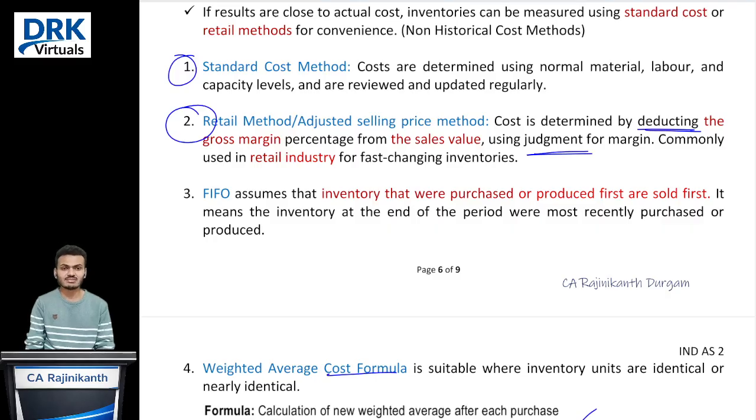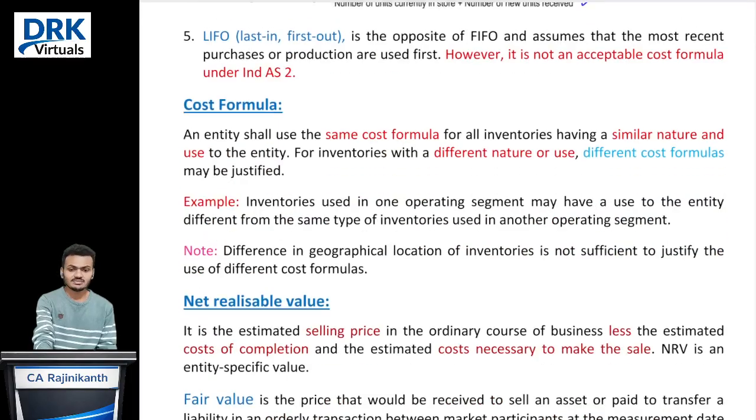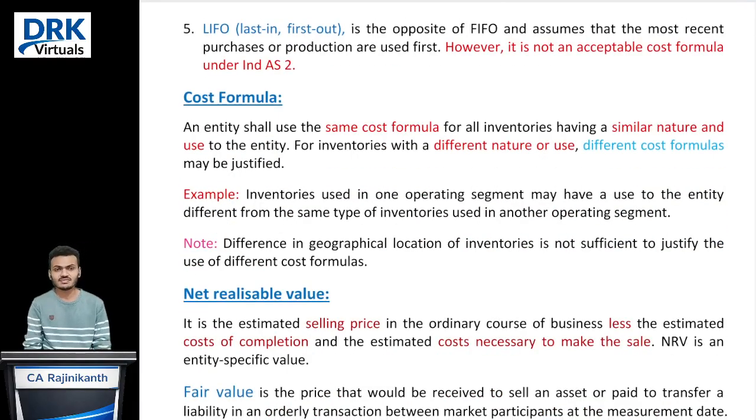Okay, and the resultant amount is the cost at which we can measure our inventory. Usually this method is applicable in retail inventory for fast moving inventories. The same cost formula shall be applied to all inventories having similar nature and similar usage. If the inventories have a different nature and a different usage, in that case we can follow a different cost formula, but we should justify it.